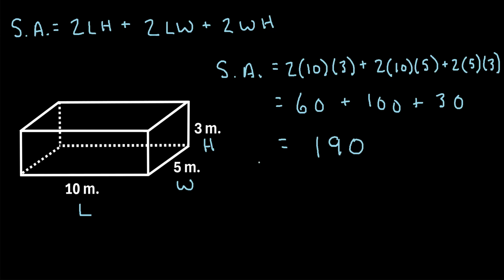And remember, our units is meters, so we'll say meters squared since we're talking about surface area. Whenever we're talking about area, we have to say squared. So this is the surface area of this rectangular prism. And you can use this exact same process to find the surface area of any rectangular prism.